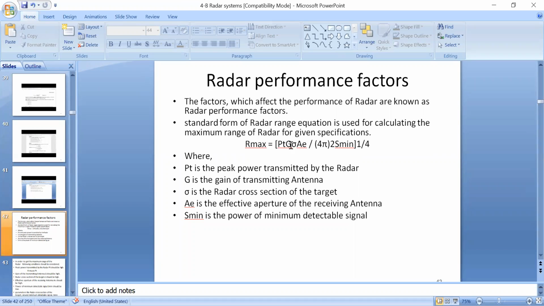So you need to put G. G is nothing but gain here. Gain value as high, and sigma value is also high, and effective aperture also high, because all these are directly proportional to R maximum.